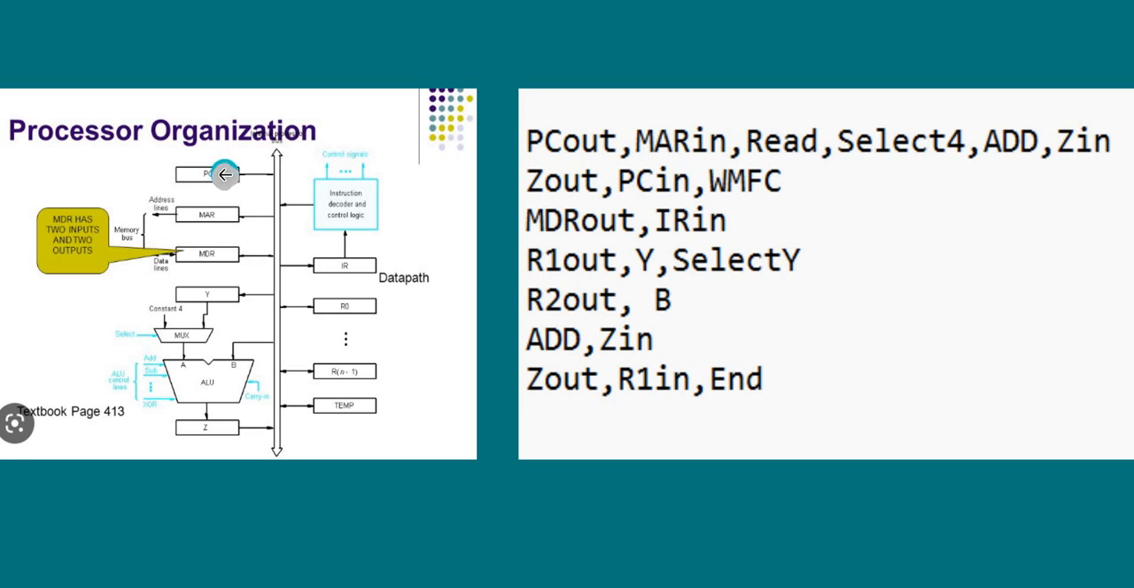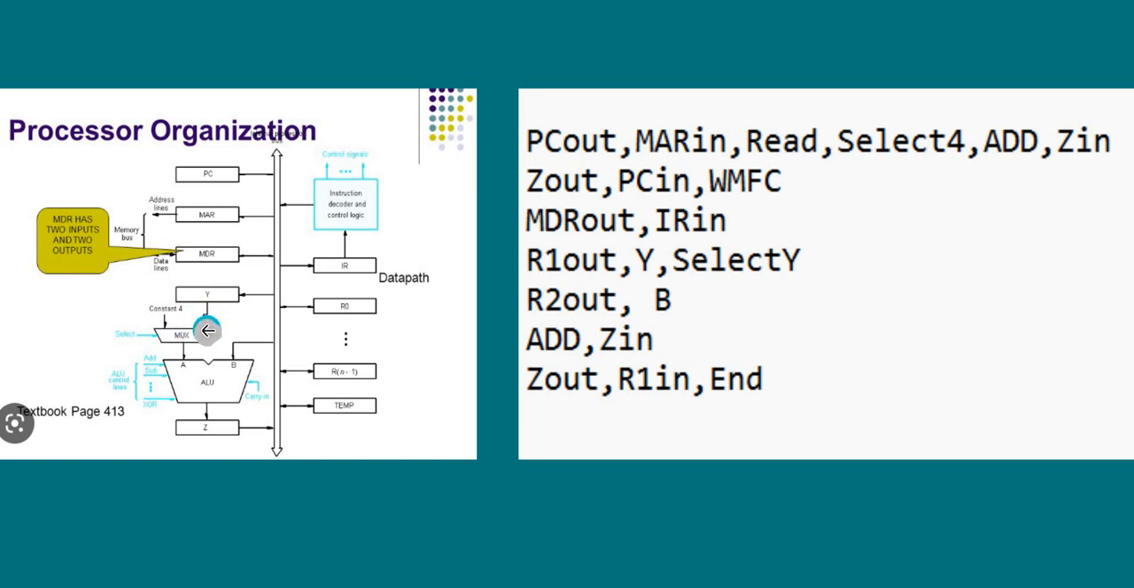Now once we get this signal, we will get data which will be stored in MDR. So from here we will take the data out and store it in the IR register. Now to the actual addition that we have to do from contents of register R1 and R2. These are our general purpose registers from R0 to Rn-1. So we will take content of register R1 and store it in Y. Okay, so from here it will go to the MUX.